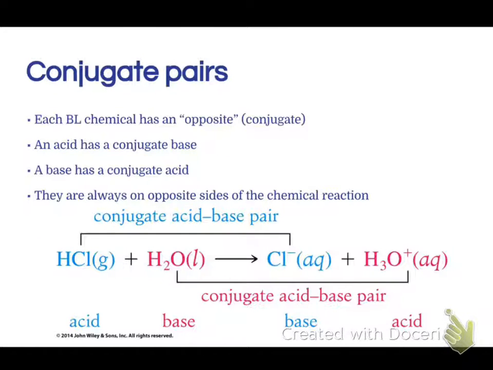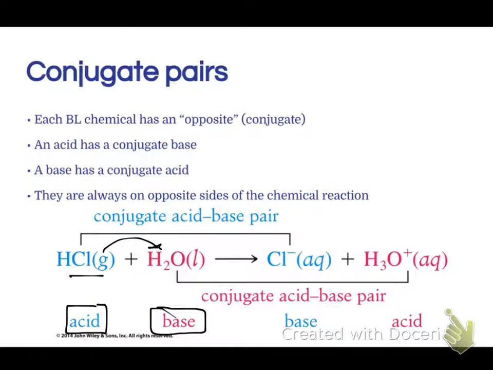Now, this leads to the idea of conjugate pairs. A conjugate pair is what happens when, say for HCl, you give up the hydrogen to the water. We've given up the hydrogen and given it to water, and what you're left with is the chloride ion, so that makes these a pair. And since HCl is donating the hydrogen, I know that makes it an acid. The water here is the base because it accepted the hydrogen.